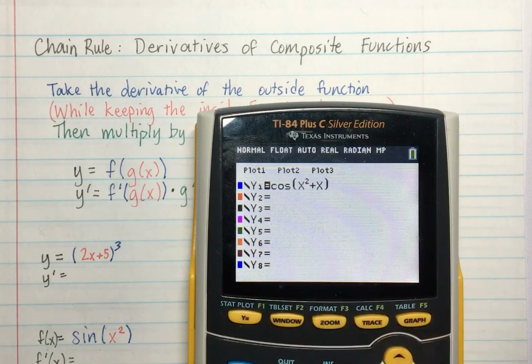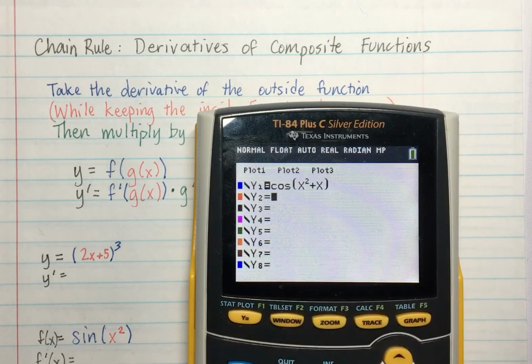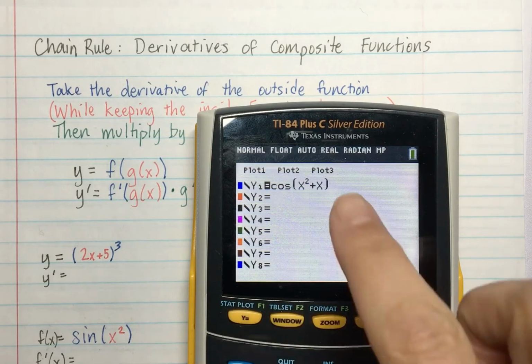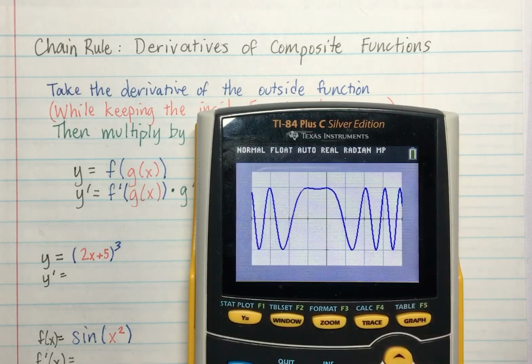Like cosine of x squared plus x, where the inside function is the x squared plus x. If you're following the order of operations and pretending to be x, you're getting squared and added to yourself, and then after that you get cosined. So the outside function is the cosine. In case you're wondering, this is what this graph looks like. It's kind of cool. So we're going to learn how to do the derivative of these composite functions.